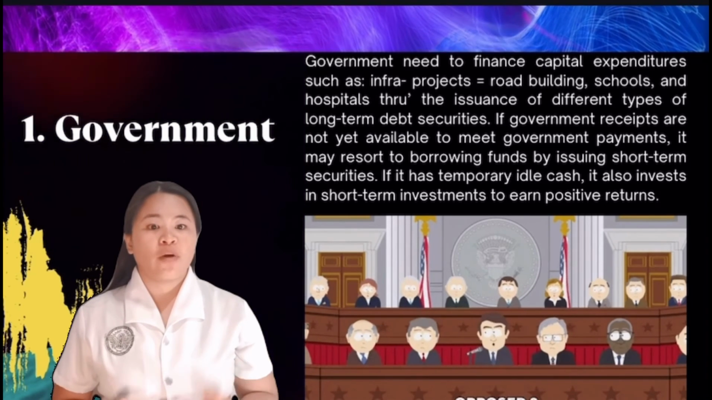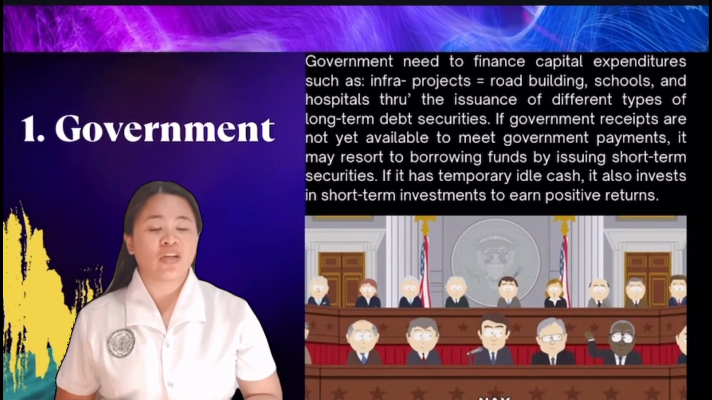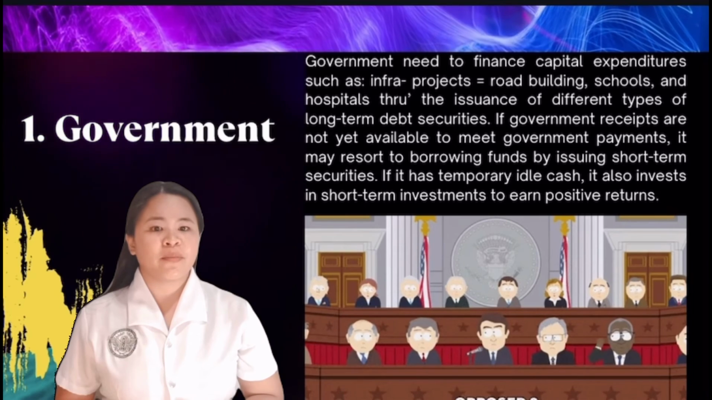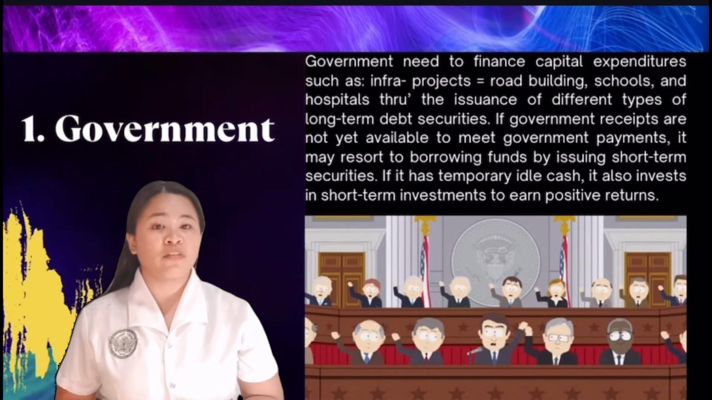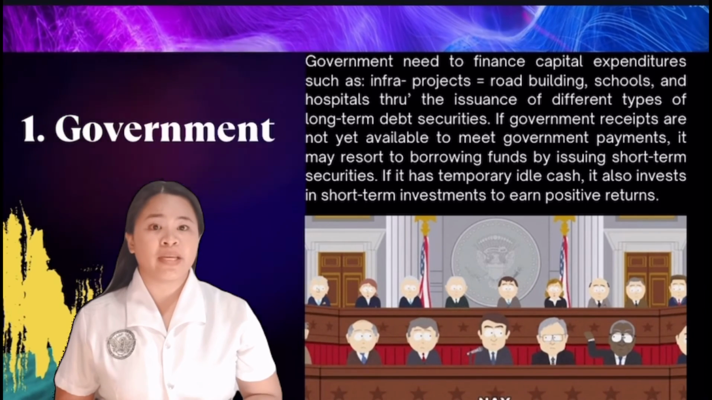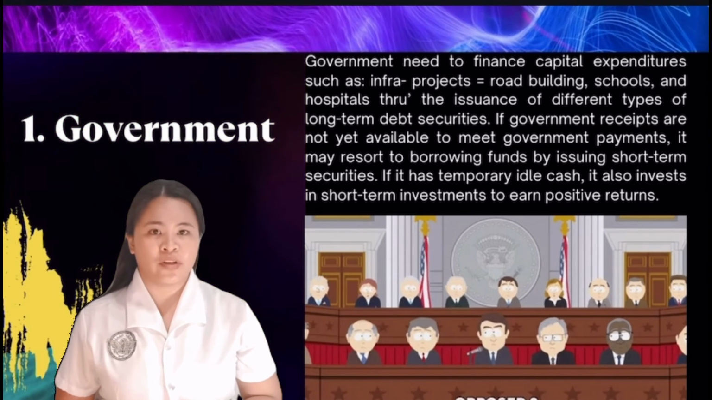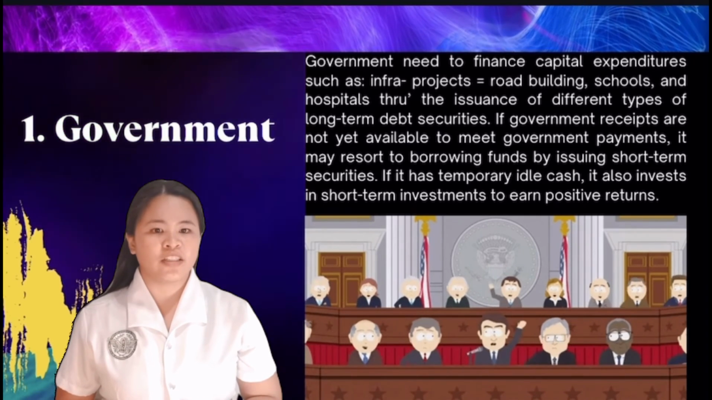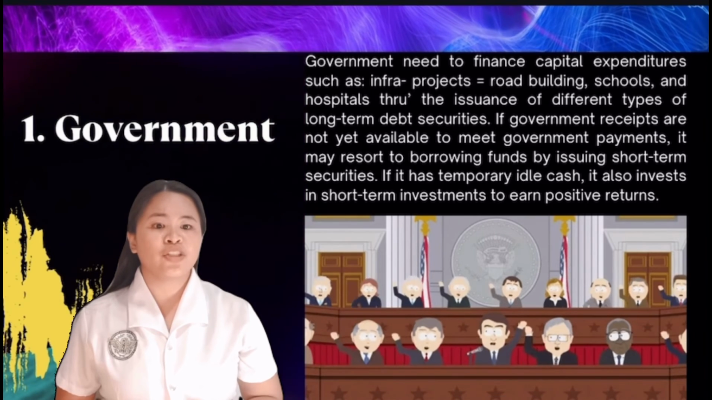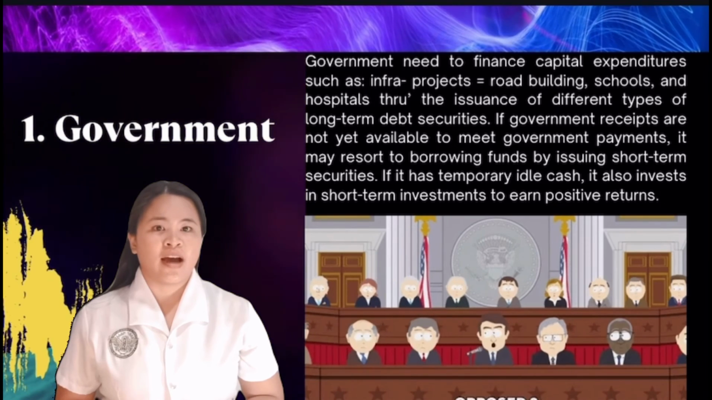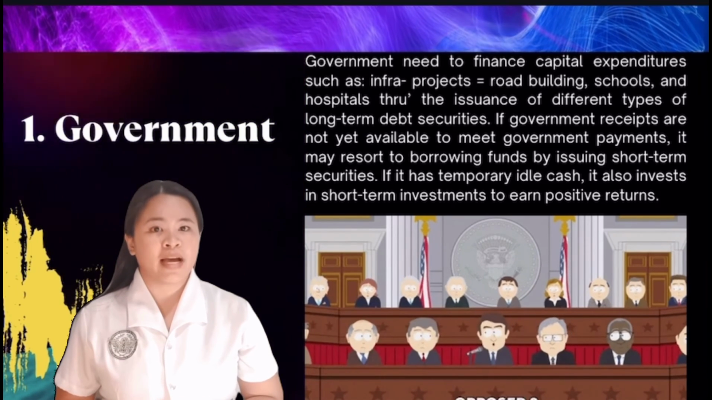In case where operating expenditures exceed government revenues, or if government receipts are not yet available to meet government payments, government resorts to borrowing funds by issuing short-term debt securities. If government has temporary idle cash, it sometimes makes short-term investment to earn positive return. As such, government becomes supplier of funds.